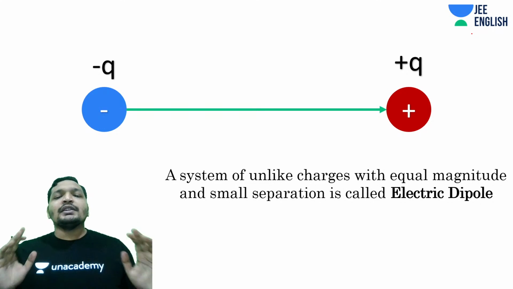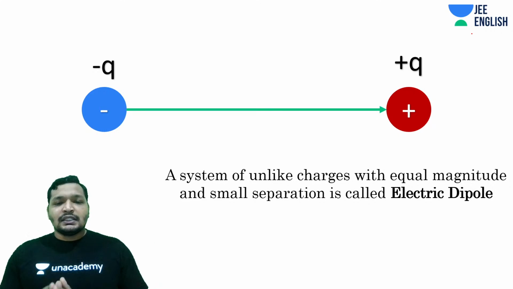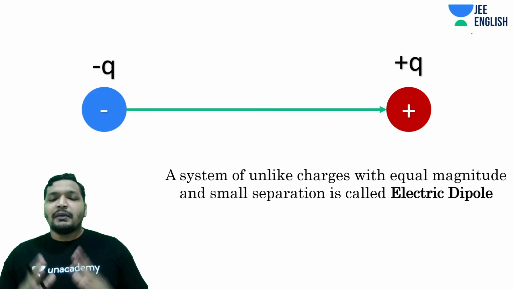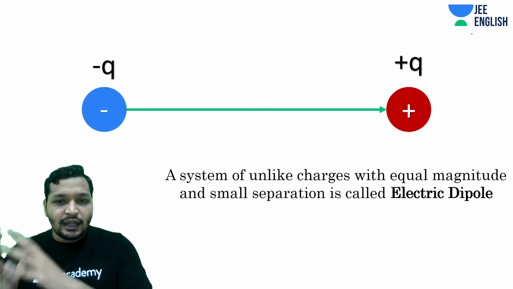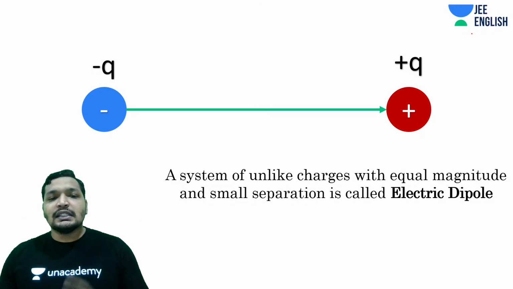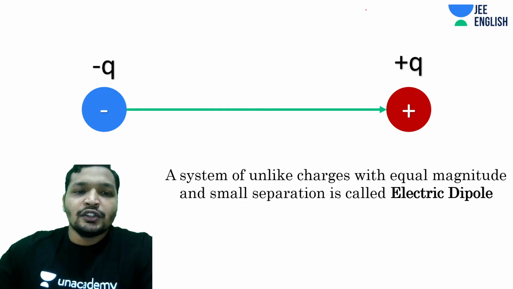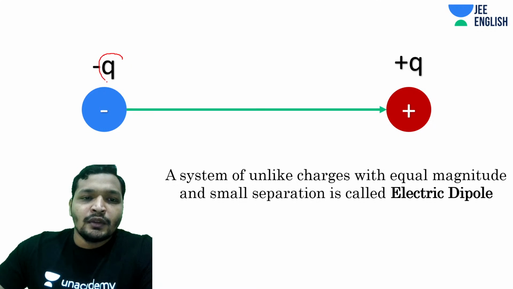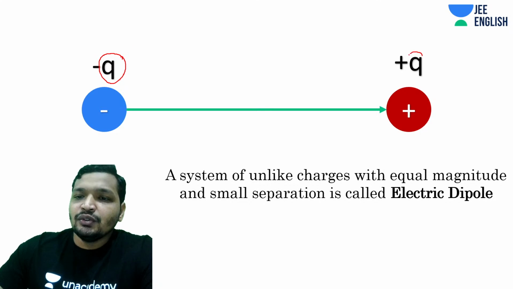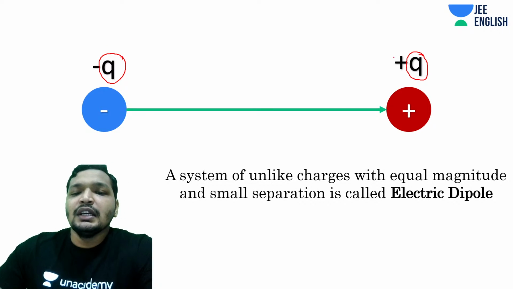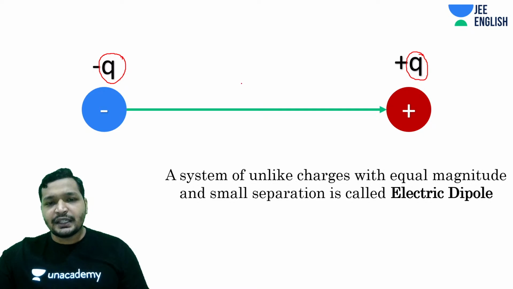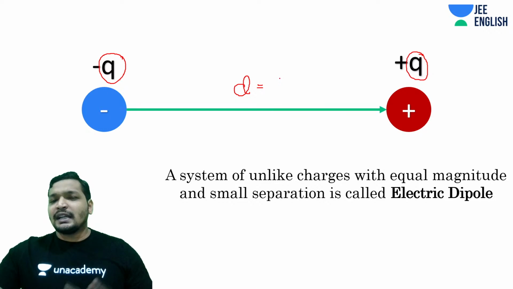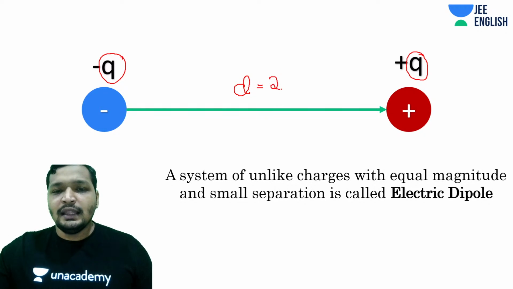So basically a dipole is nothing but two unlike charges, or not necessarily just two, it can be a system of unlike charges. But the concept is something like this. When we are talking about a dipole, there would be two unlike charges with equal magnitude. So here there is one charge, minus q, and the other charge, plus q. Both have the same magnitude, and they have a small separation between them, like d. Generally, we denote this with 2L.